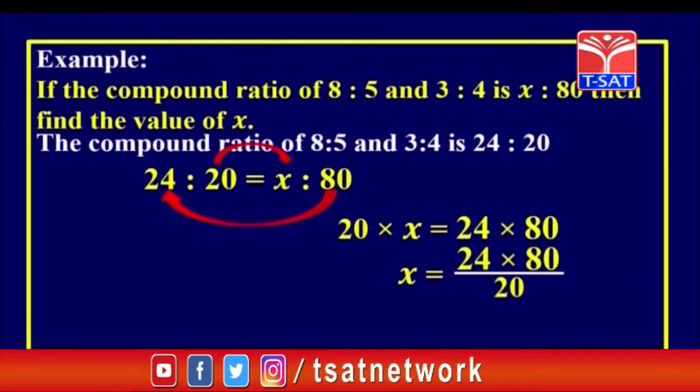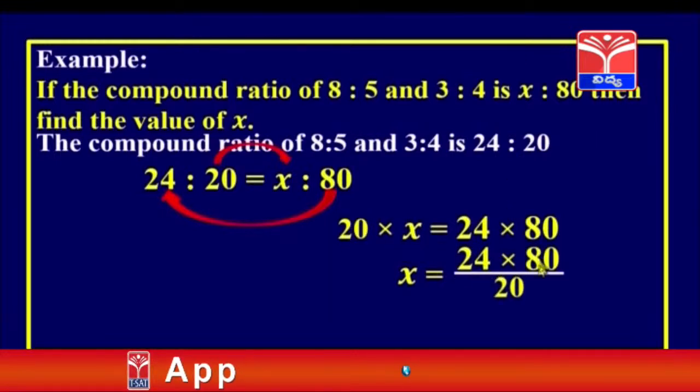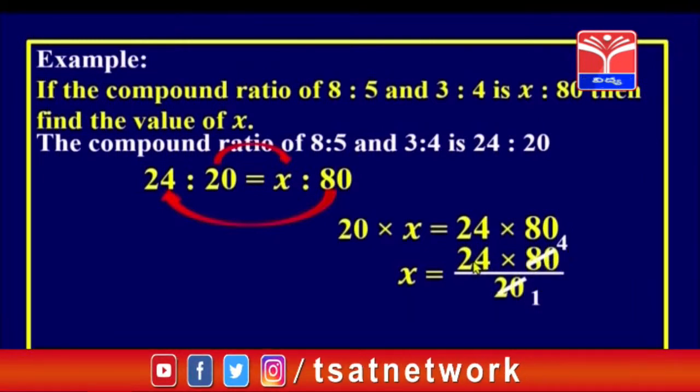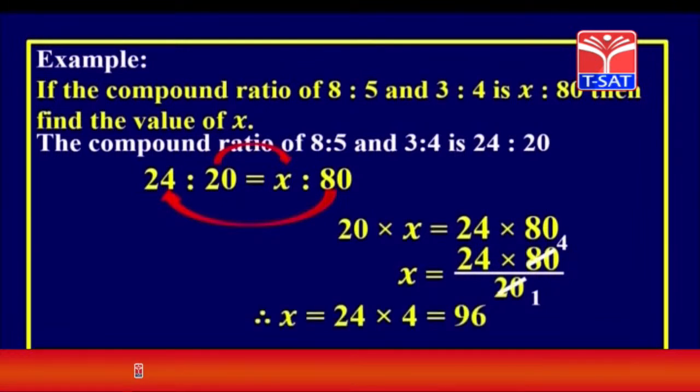Now here we have something common in this, right, children? This 80 and 20. So I can cancel with that common factor. So 20 goes in 20 one time, whereas in 80, 20 goes 4 times. Now what is left, children? 24 into 4. What do you get? Yes, x is equal to 96. Hence the value of x is 96, children. Let us move on to another example, children.